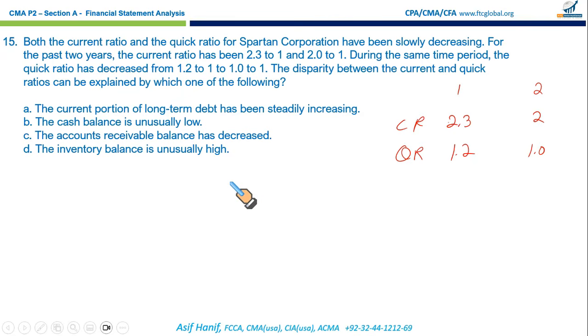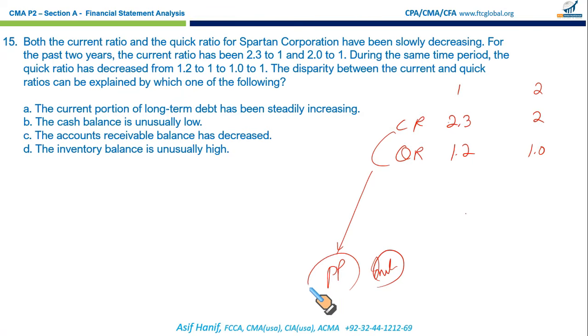We know very well that there are two elements that cause the difference between current and quick ratio. One is the prepayment, the other is inventories or stock items in your warehouse. These two. So let us analyze each one of them. The current portion of long-term debt has been steadily increasing. If so, this is true for both ratios. The cash balance is unusually low. If so, this is for both ratios.